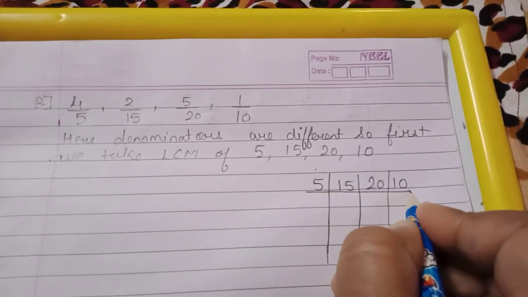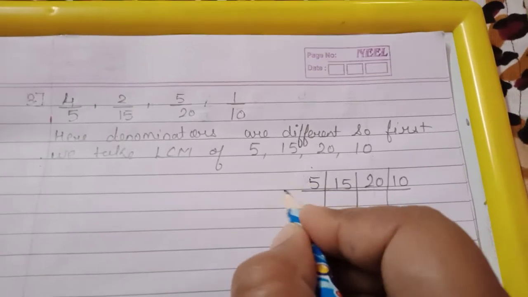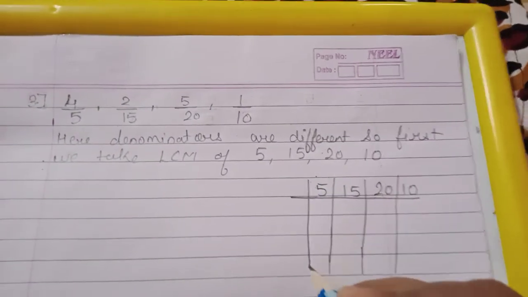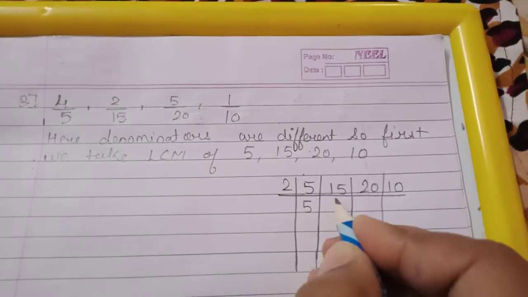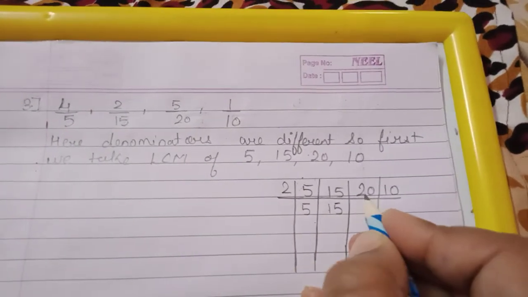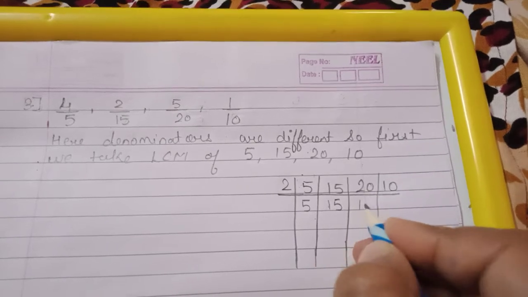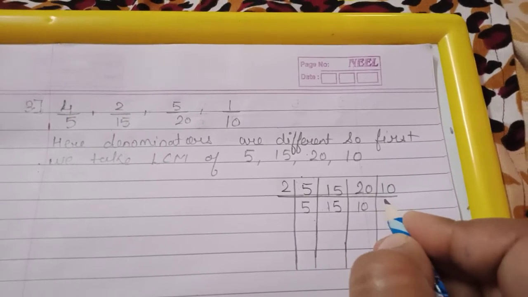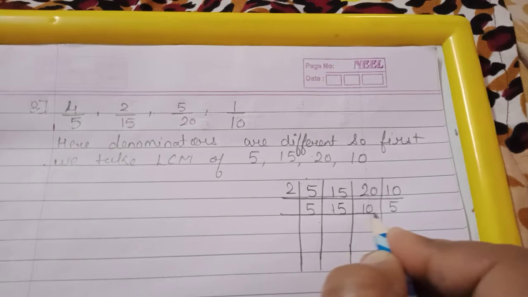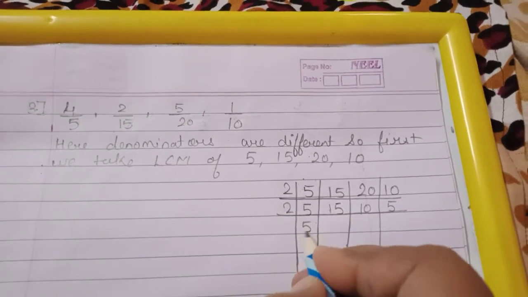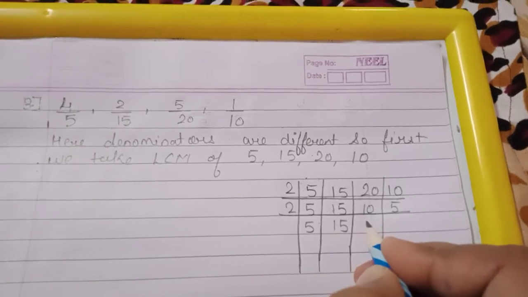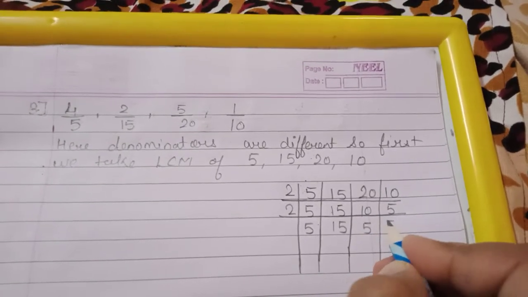So first we will start with the 2 table. In the 2 table 5 will not come, so we will write it the same. 15 also will not come. In the 2 table will 20 come? Yes. 2 tens are 20. And will 10 come? Yes. 2 fives are 10. Now here 10 is there. So again we will take the 2 table. 2 fives are 10.